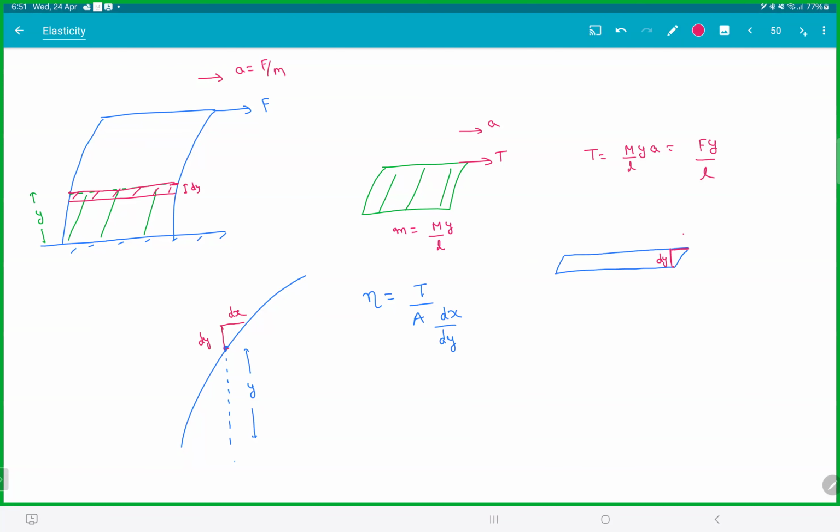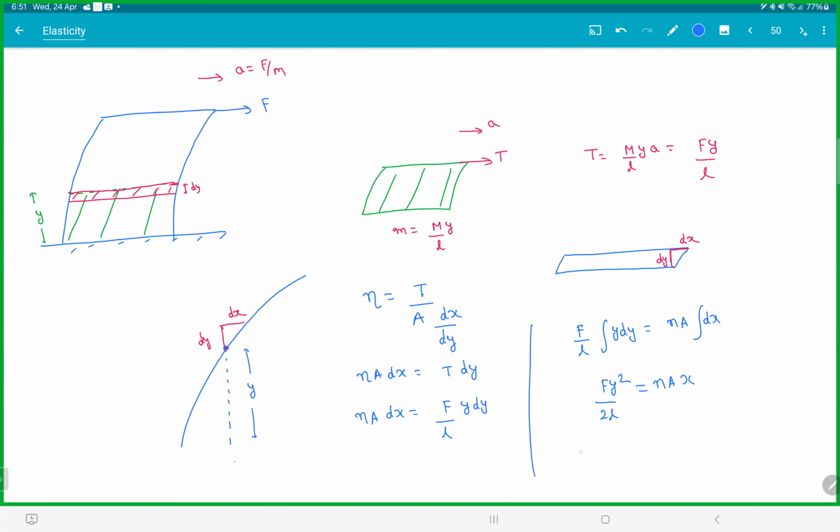This is dy and this is dx. Then you're done. So this would be eta a dx into tension into dy. Tension is Fy by L. Integrate on both sides. So F by L integral y dy is equal to eta a dx integral. This would be Fy square by 2L is equal to eta a x.